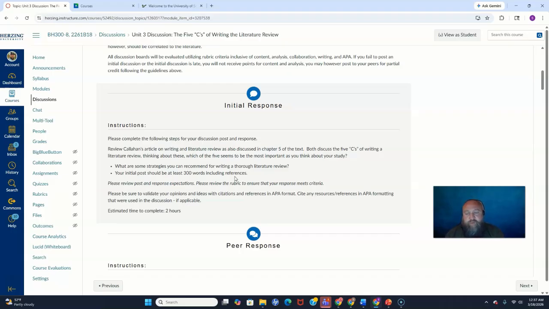So in addition to what I talked about in the lecture, there's an article embedded in the modules that talks about the 5 C's. Review that article, and then in this, you're going to specifically address the 5 C's. So discuss the 5 C's of writing a literature review in your own words. Thinking about that, which of the 5 seems to be the most important as you think about your study?